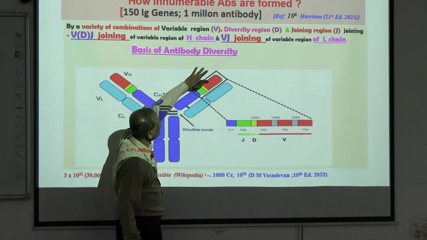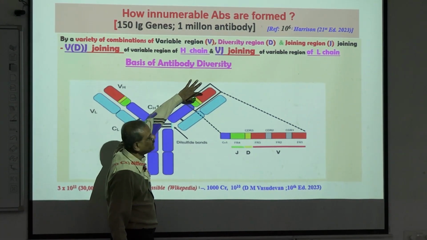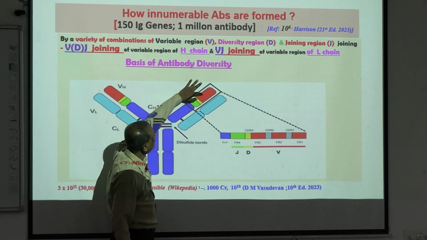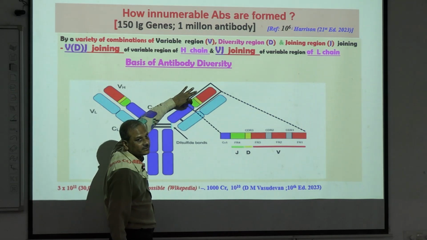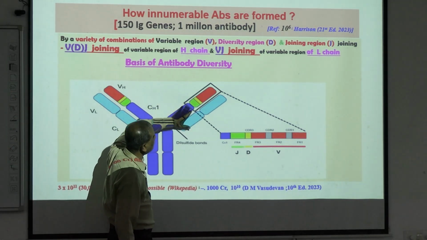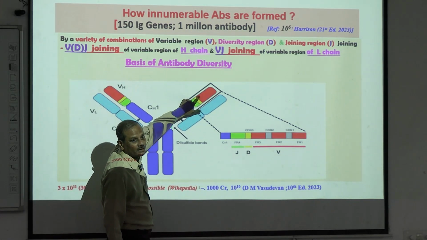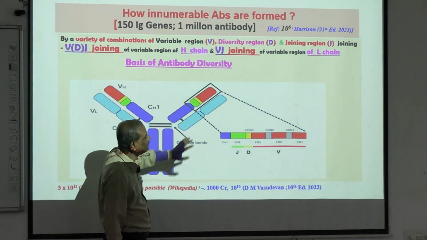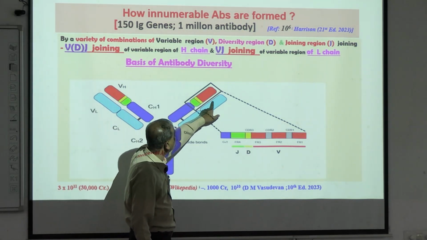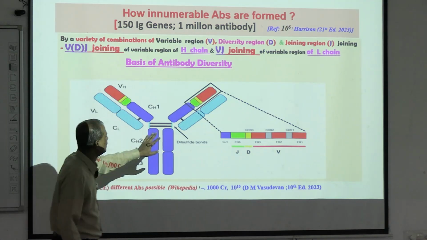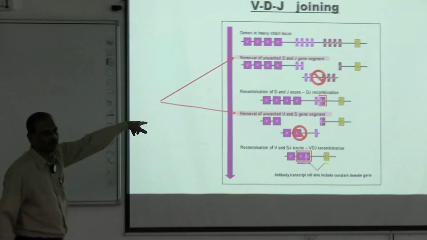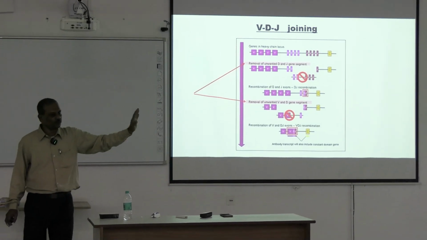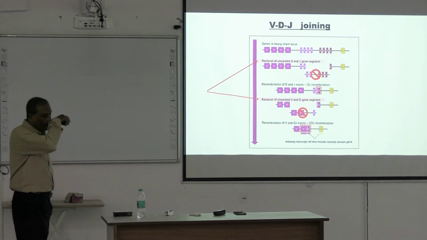This part is V, this part is D, this part is the joining J chain and this part is constant. In the heavy chain, in the light chain we are having V and J joining, nothing more than that, V and J joining. I am explaining. This structure you write down, this image you write down, you will not get it. How?